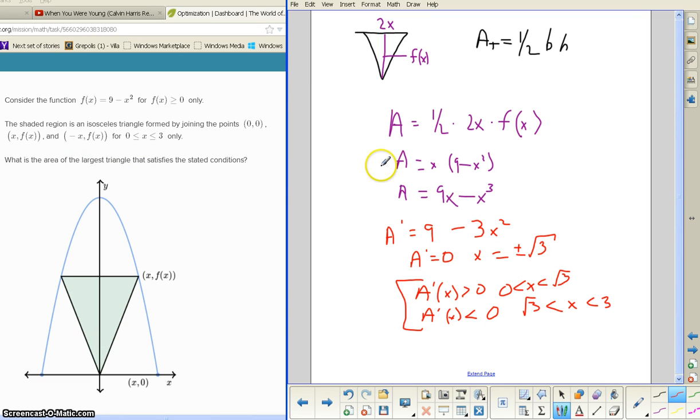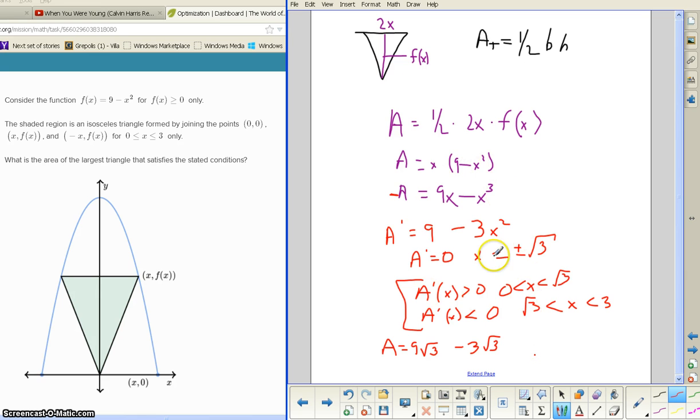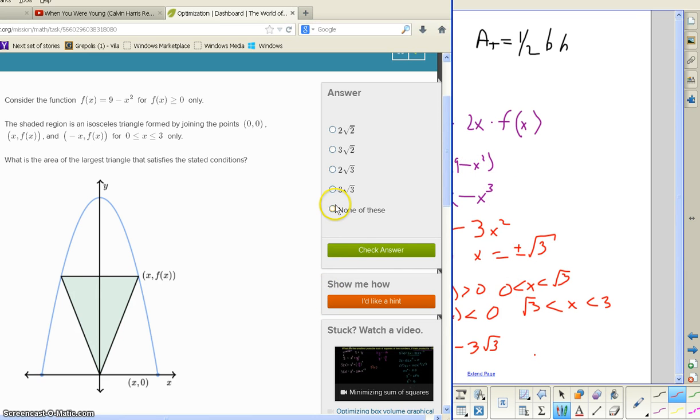So I go back to my area triangle equation way back up here, and when I plug square root of 3 in there, I'm going to get 9 square roots of 3, and I'm going to take square root of 3 cubed and get 3 square roots of 3. So I think the answer is 6 square roots of 3. Alright, nope, it should be 6 square roots of 3. So we'll see if it's none of these.